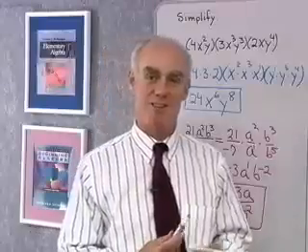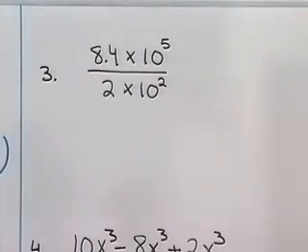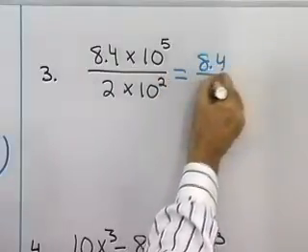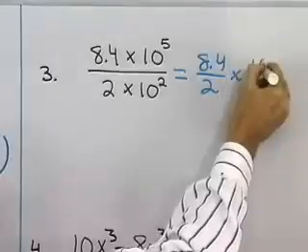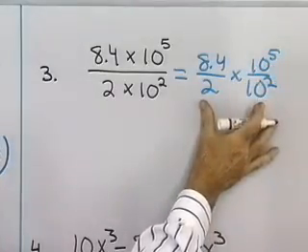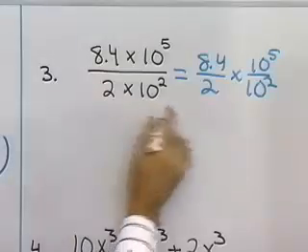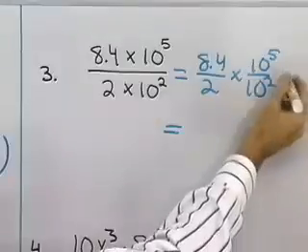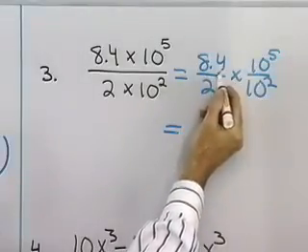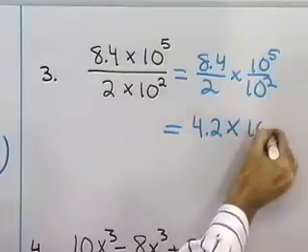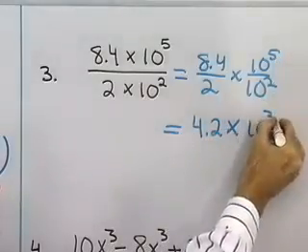Here's one that involves scientific notation. Same type of problem, except that I'm writing in terms of scientific notation, so I'm going to do the same thing and write this as 8.4 divided by 2 times 10 to the 5th over 10 to the 2nd. I can do that because if I multiply these two fractions, I get this fraction right here. But that allows me to separate the number parts from the powers of 10. 8.4 divided by 2 will be 4.2 times 10 to the 5 subtract 2 is 3.